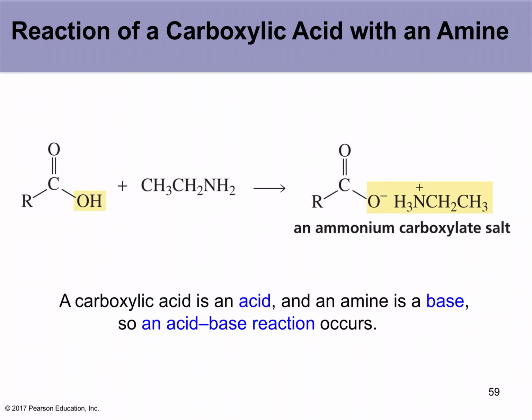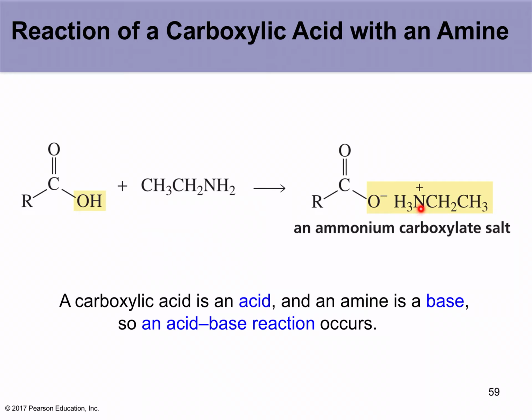And reaction of a carboxylic acid with an amine, you can form an ammonium carboxylate salt. That's what you're going to be forming first. A carboxylic acid is an acid and an amine is a base. So an acid-base reaction occurs. Always the first thing that's going to happen is the acid-base reaction. So now this is the base. So the nitrogen has a lone pair. So the nitrogen goes and takes this hydrogen.